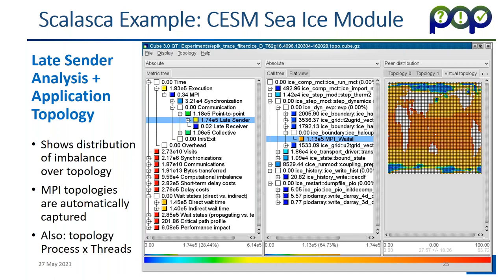Of course, not all applications have such a built-in topology, but for those cases we also show hardware topologies, or we have a virtual topology where we just show the process and thread layout. So you also see in a graphical manner how whatever metric is distributed over the processes and threads, and you see differences easily.